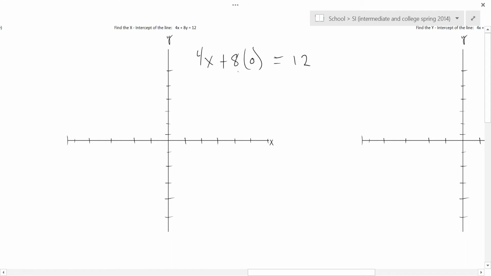So I've got 0 times 8, well, that's 0. So I've got 4x equals 12. So what does x equal? Let's divide both sides by 4. So x equals 3. Now, just keep in mind that this is the x-intercept. Okay, this isn't the right way to write the answer though.